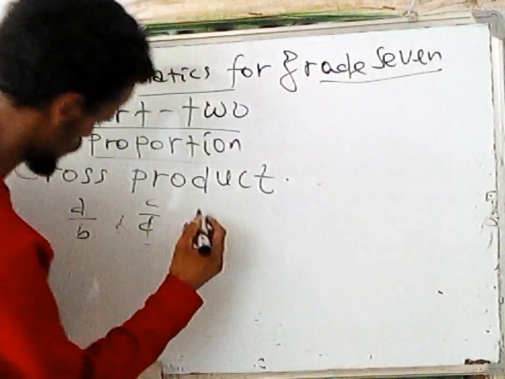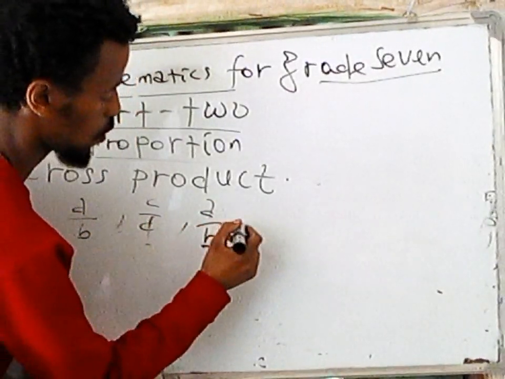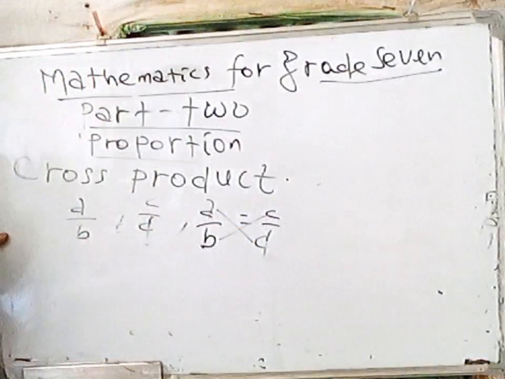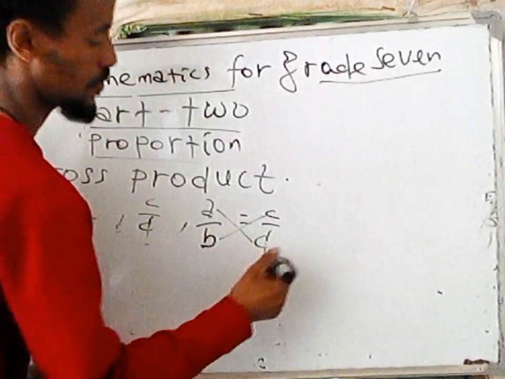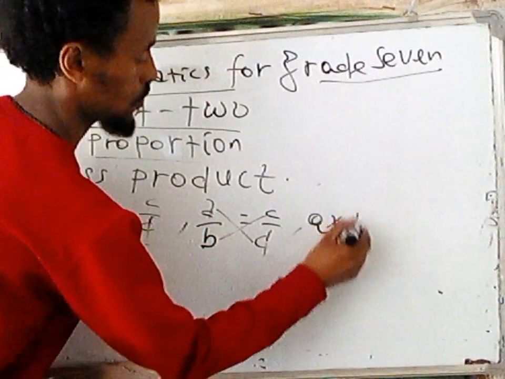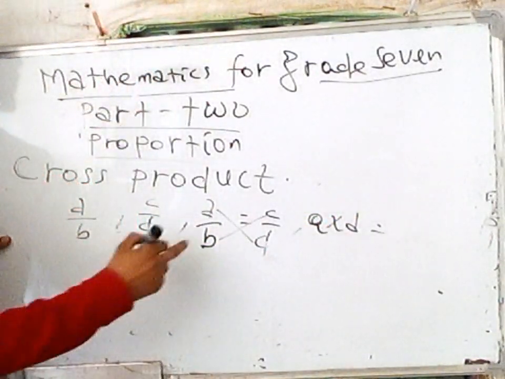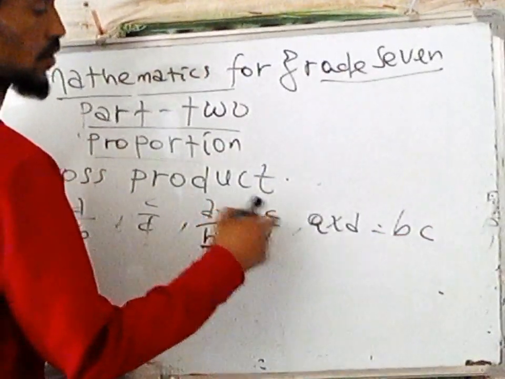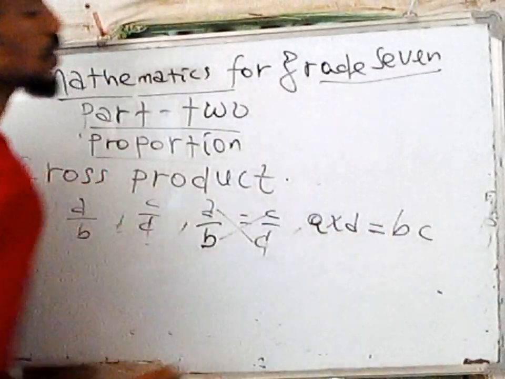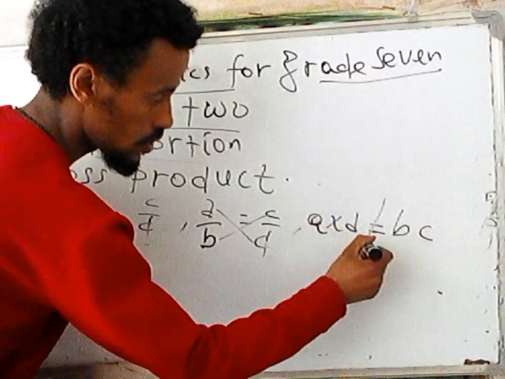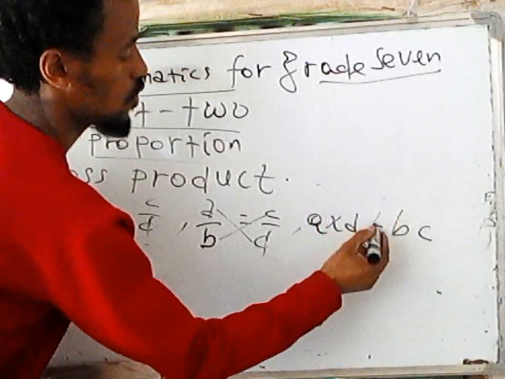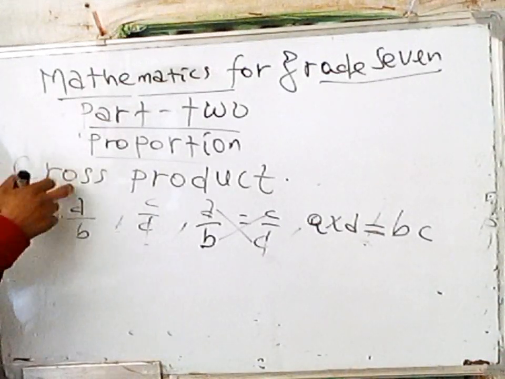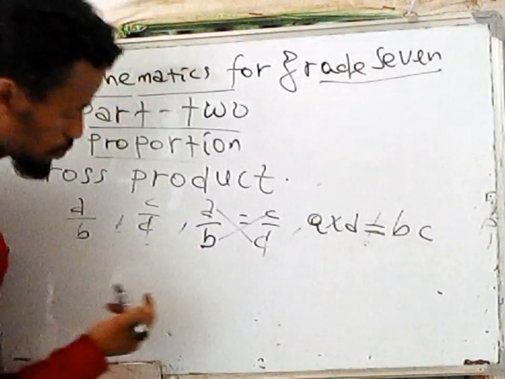Suppose a over b is equal to c over d. Next, using the cross product, crisscross, a times d should be equal to b times c. If a times d and b times c are equal, they are proportional. If they are not equal, they are not proportional. So to know whether two ratios are proportional or not, we have to use the cross product.